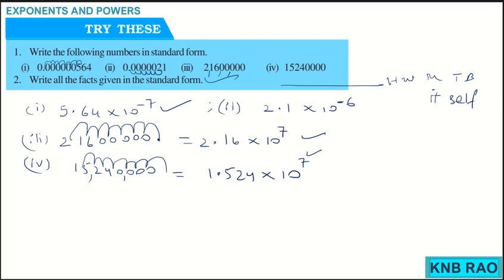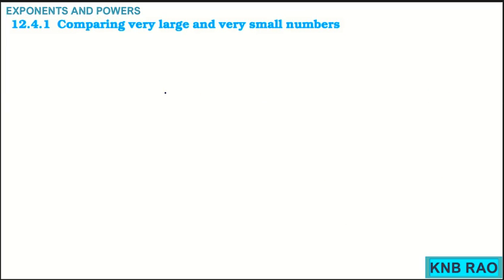Now coming to comparing very large numbers and very small numbers. We can easily compare these very large numbers and very small numbers based on the power of 10.